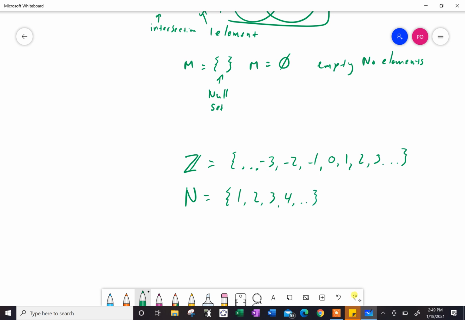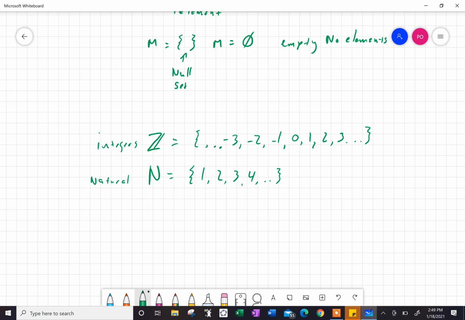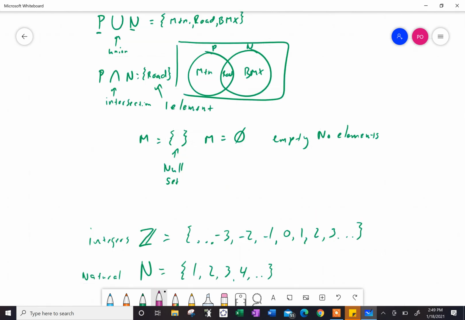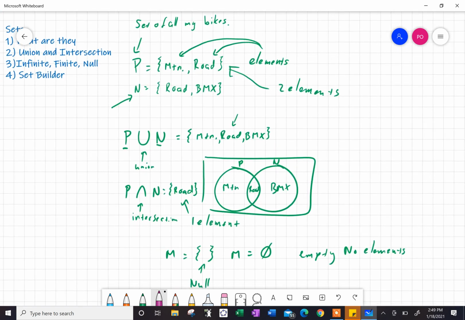If the integers are infinite and the natural numbers are infinite, doesn't that mean there's the same number of integers as there are natural numbers? That's a whole other discussion, and I will get into that at some other point in time, but I do want to just throw that out. What do you think?